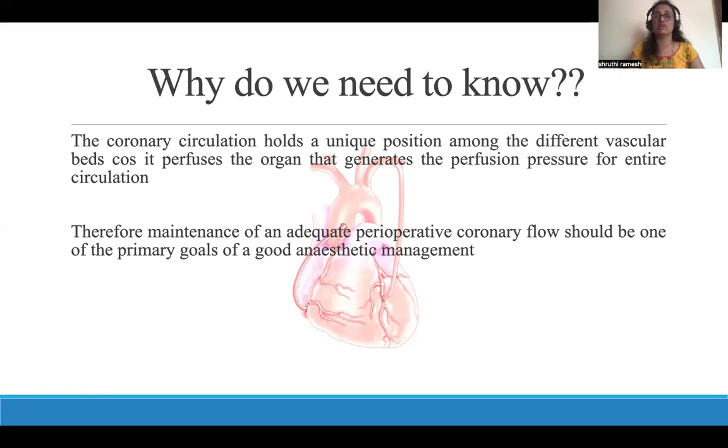Since the incidence of coronary artery disease has been increasing these days in young middle-aged people, it becomes important to know about the basic anatomy, physiology and pathophysiology, because we encounter many middle-aged people coming in for surgeries day in and day out, and we need to keep anesthetizing such patients. So it's better we know about it so that it helps us in maintaining an adequate perioperative coronary flow in order to avoid perioperative cardiac events.